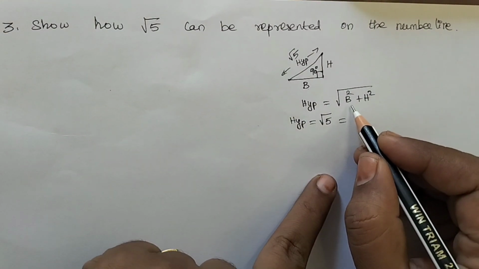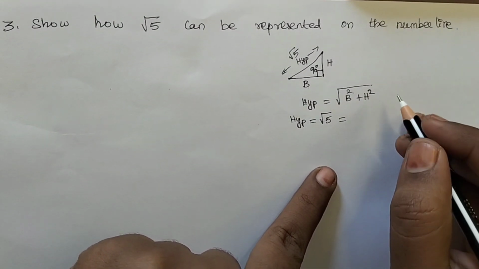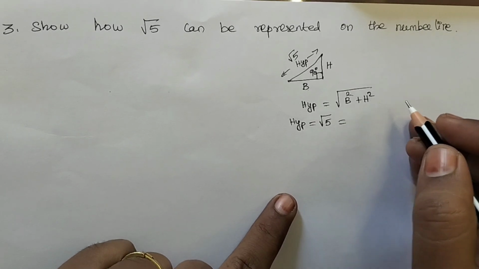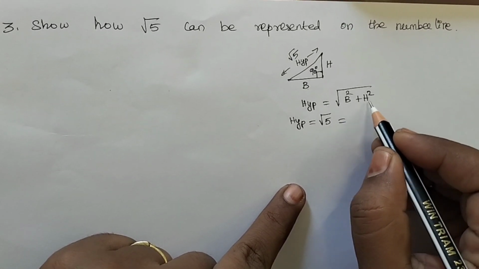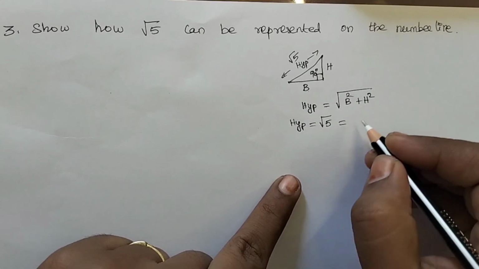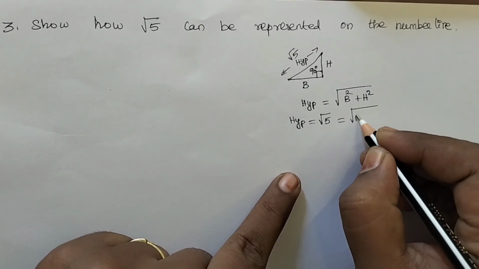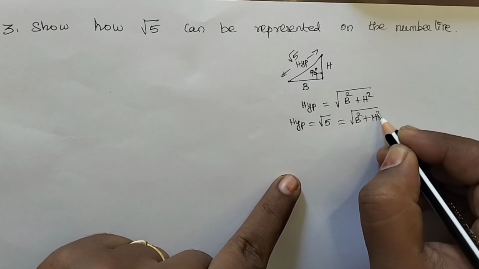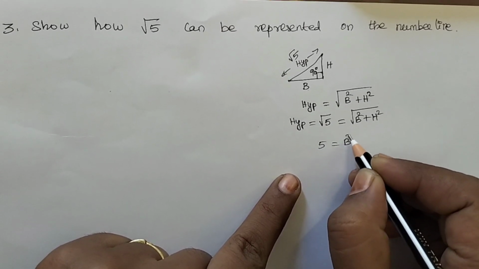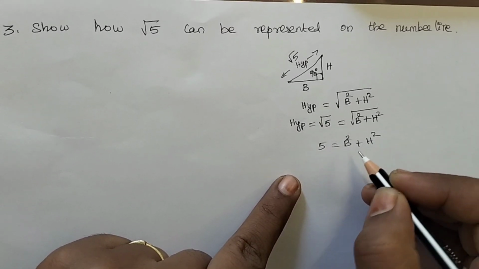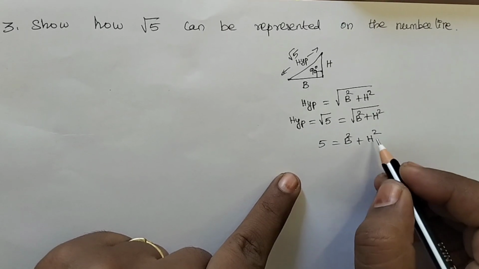Now, the values of b square and h square I don't know, so I have to determine them first. While determining this, I have to write 5 as a sum of two numbers. So root 5 is equal to root of b square plus h square. Considering the value inside the root, 5 is equal to b square plus h square. Now I need to find out what these values are.